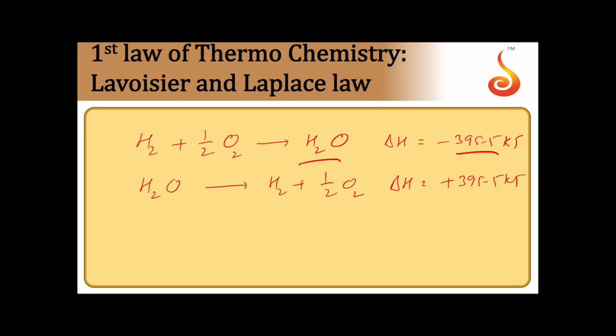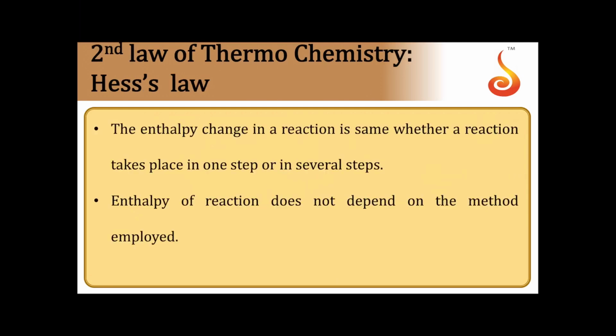Formation of water is exothermic in nature and decomposition of water is endothermic in nature. Numerically both the values are same but opposite in sign. This is the first law of thermochemistry. Then comes the second law of thermochemistry, which is also called Hess law of constant heat summation.